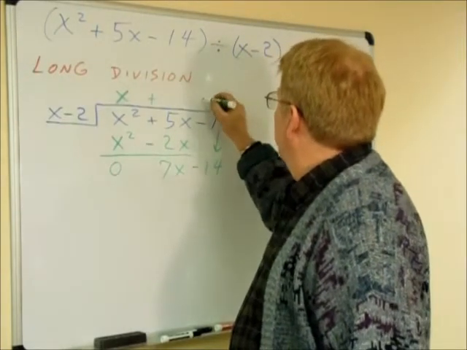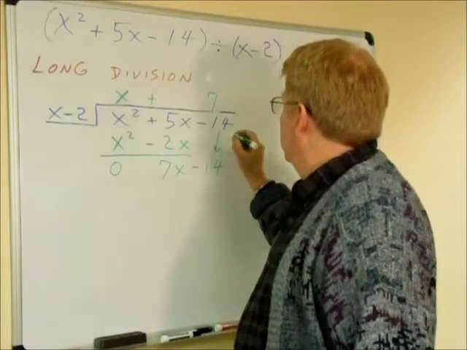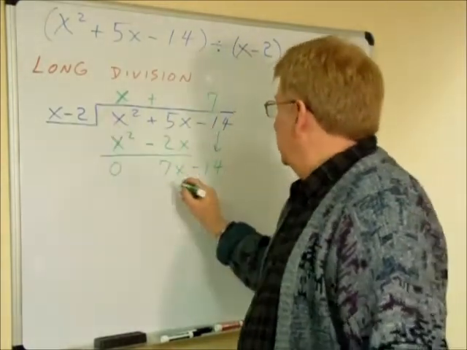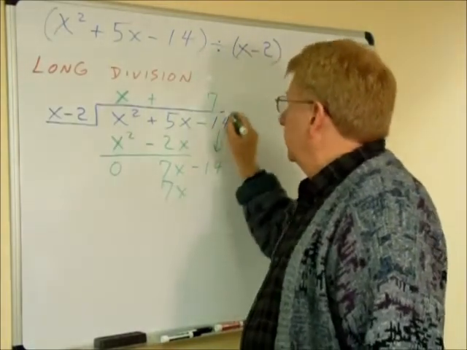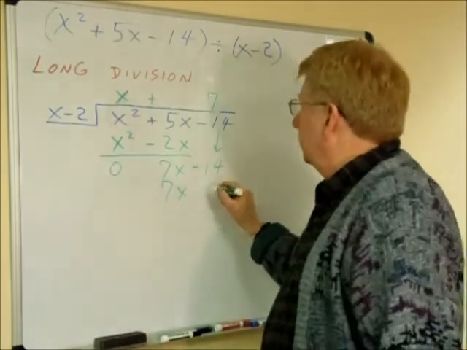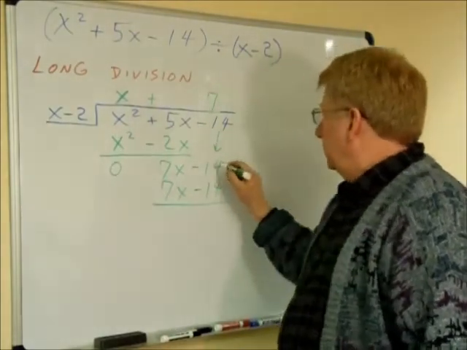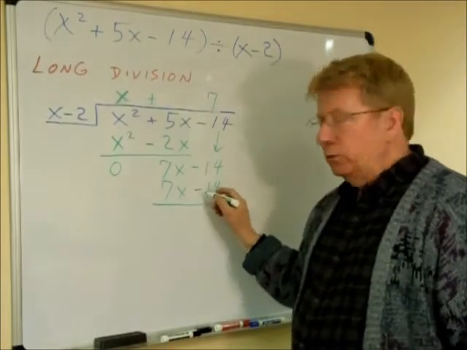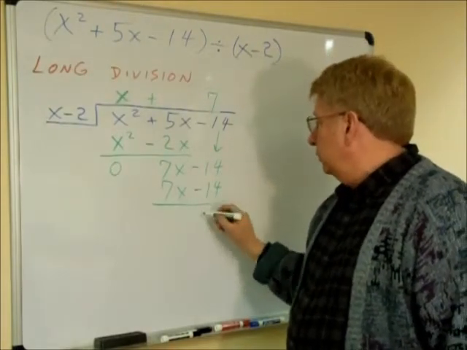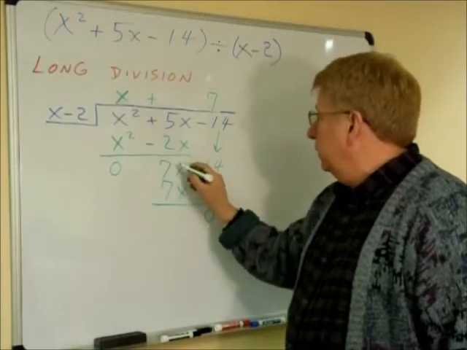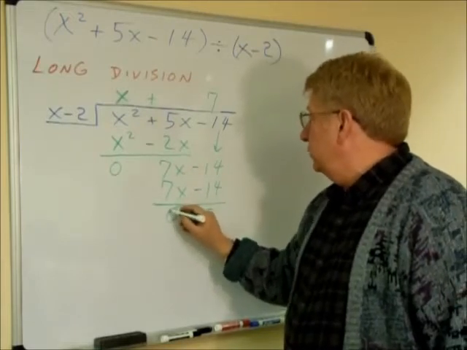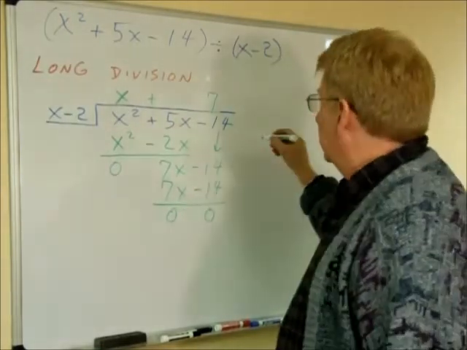gives us 7. 7 times x is 7x. 7 times minus 2 is minus 14. We take minus 14 minus a minus 14, minus 14 plus 14, it gives us a 0. 7x minus 7x is a 0. So it comes out even.